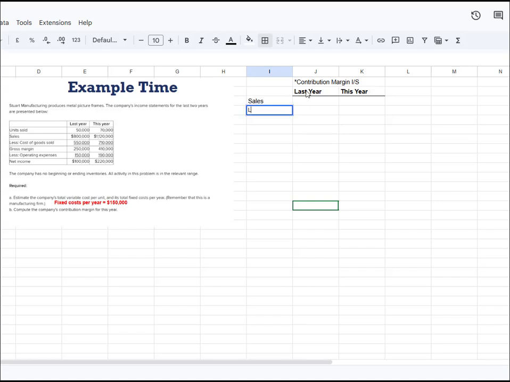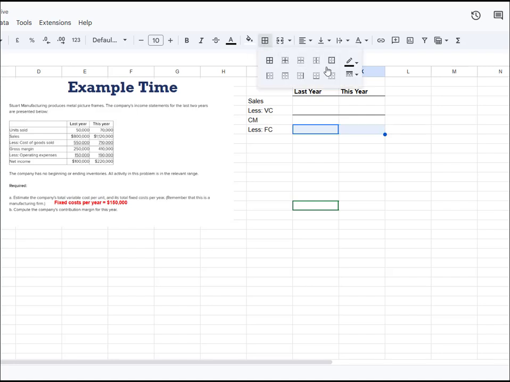Start with sales. I'm going to go less variable cost, or VC. And then I'm given my contribution margin, my CM. And while this is a contribution margin style income statement, that is not where I stop. I do not stop at contribution margin. What do I have next? Fixed costs. Less fixed costs, or FC. And then from there, what's the last line that I have in my contribution margin statement? Well, it's the same as my traditional one, and that's net income.